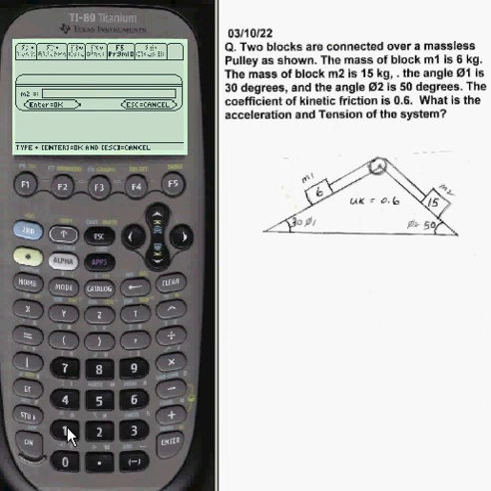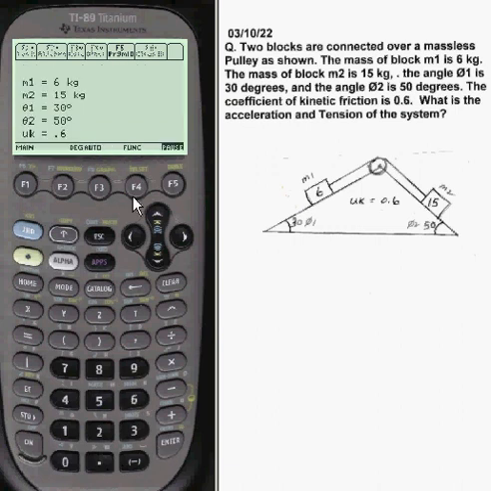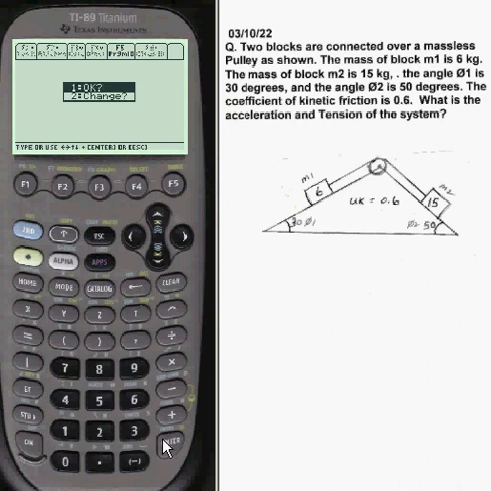Second mass is alpha 15 kilograms. The angle is alpha 30. Second angle is alpha 50. And the coefficient of friction is alpha 0.6. I'll show you what you've entered so you can change it in case you made a mistake. 6, 15, 30, 50, and 0.6. Looks pretty good to me, so we'll say it's okay. And we're into the problem.